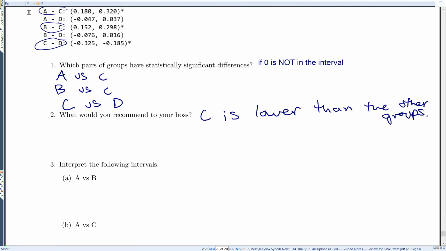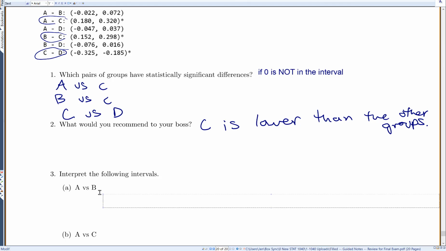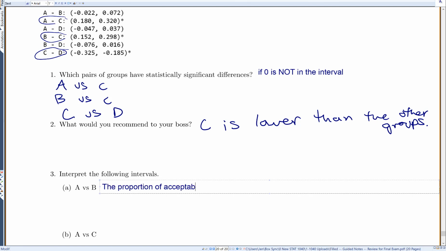Okay. Let's interpret the following intervals. Let's do A versus B. We could say this a few different ways, but we could say something like the proportion of acceptable boards is, for A versus B, we start at negative 0.022, so 0.022 less to 0.072 more for A versus B.